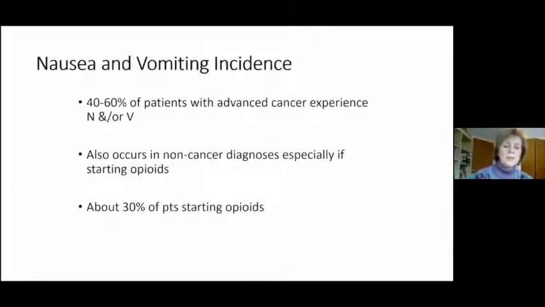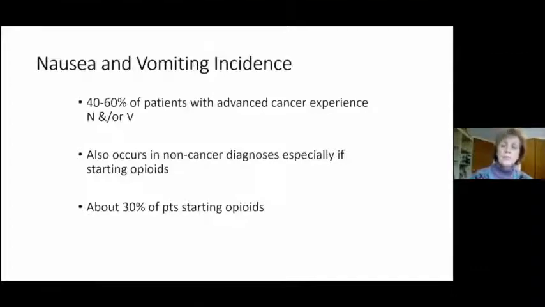So how common is nausea and vomiting? Certainly with patients with advanced cancer, 40 to 60% of those patients will experience nausea and or vomiting. But this also occurs in the non-cancer setting, not just cancer. And this is especially so if patients you're caring for with non-cancer diagnoses start strong painkillers, the opioid painkillers. I'll talk about that in a minute.